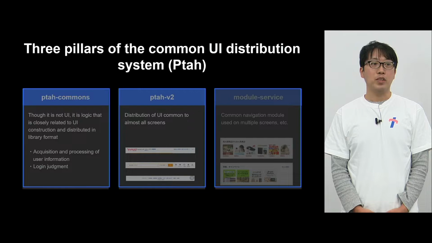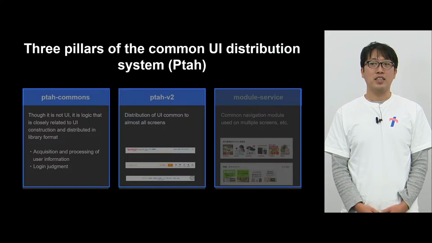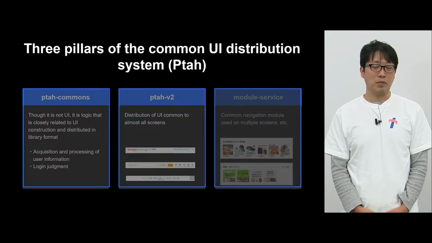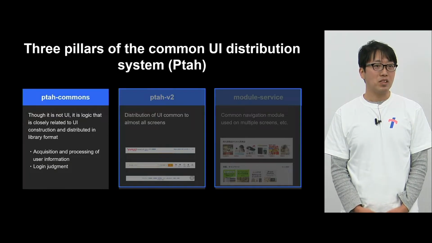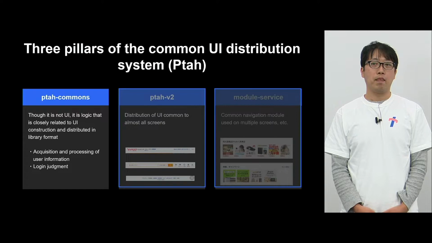There are 3 major services in the common UI distribution system. It's been 3 years since we began operating this system. And what you see here is the current situation. We have improved multiple times, but if I talk about the history, we will not have sufficient time, so let's skip that. Going back to my presentation, I want to talk about different services one by one.